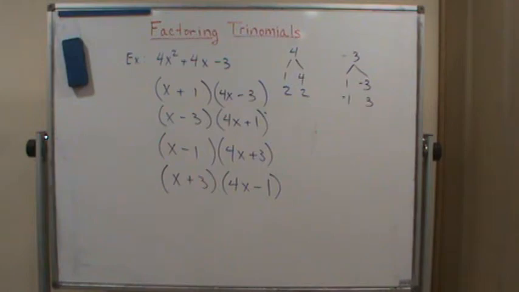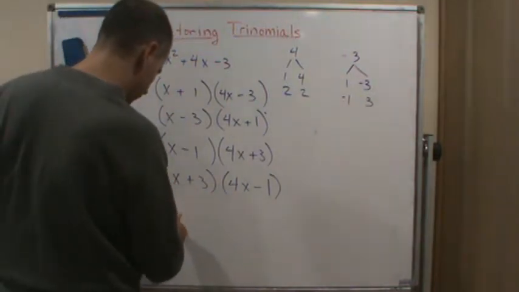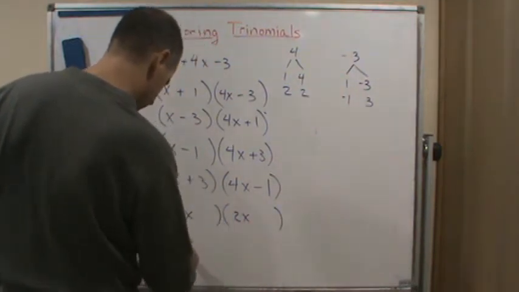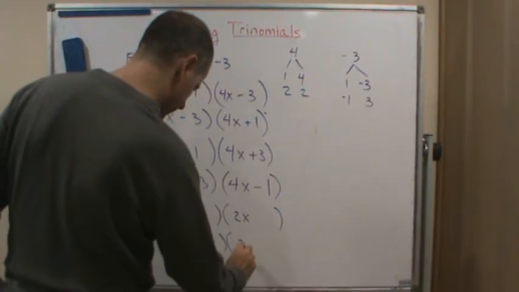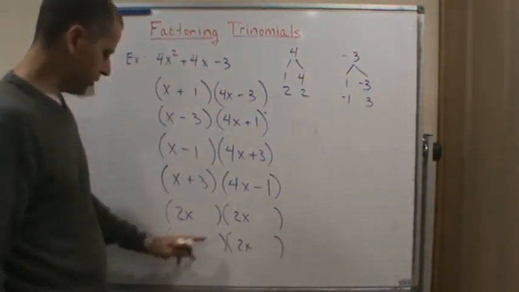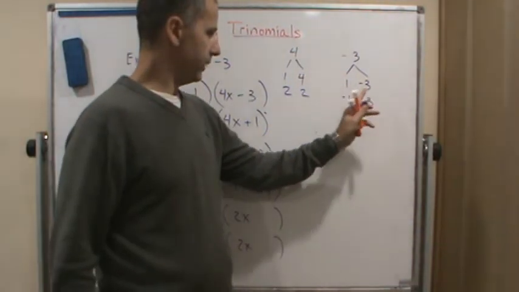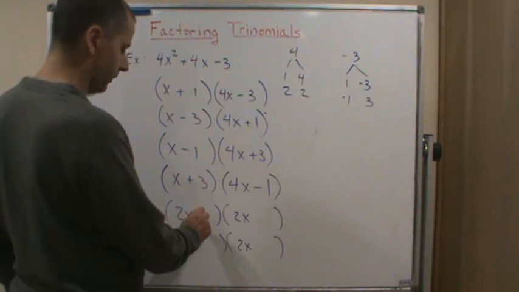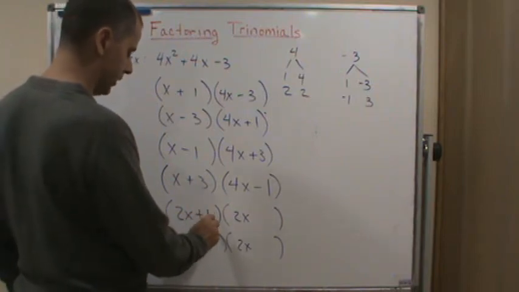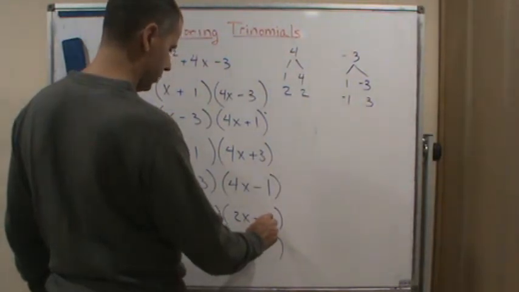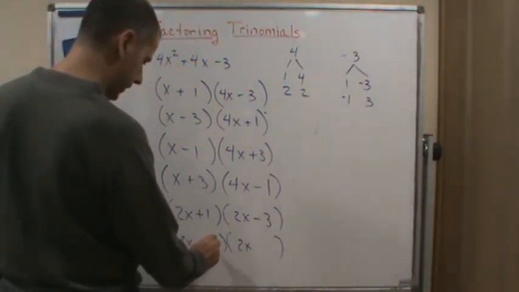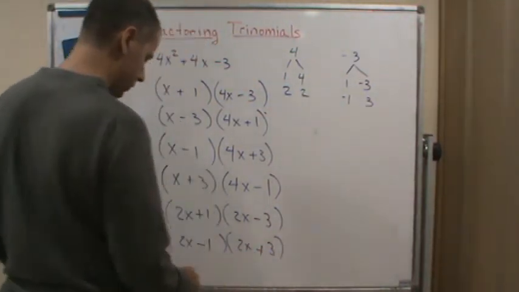And then I've got the last 2, which deals with 2x, right? And those only give us 2 because I've got 2x times 2x and 2x times 2x. And since these are all the same, it's either going to be 1, -3 or -1, 3. So in this case here, it's either going to be 2x plus 1, 2x minus 3, or 2x minus 1 and 2x plus 3.